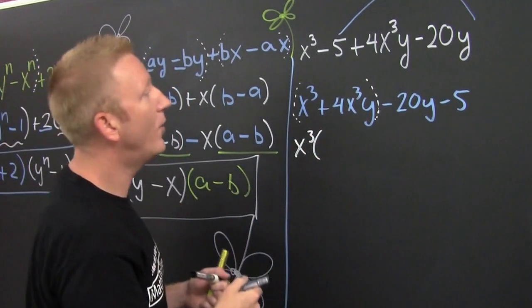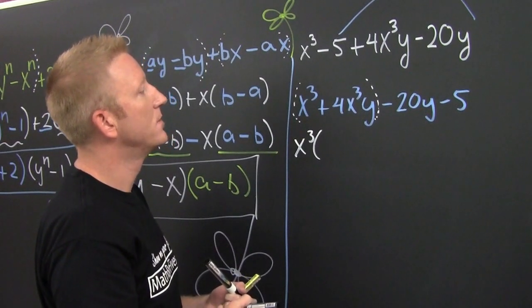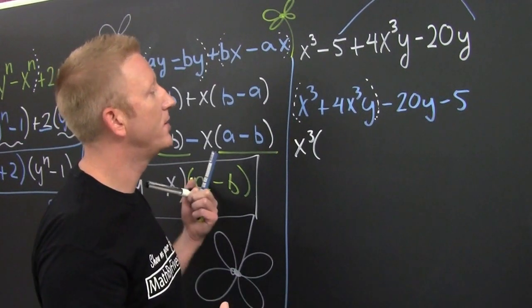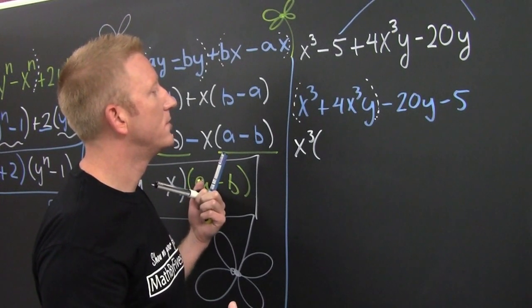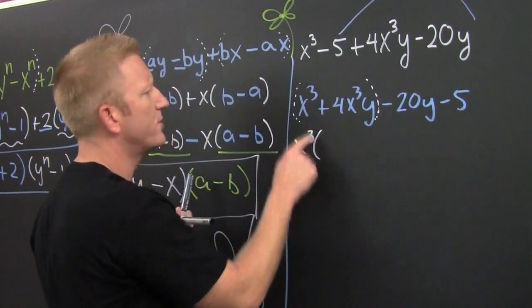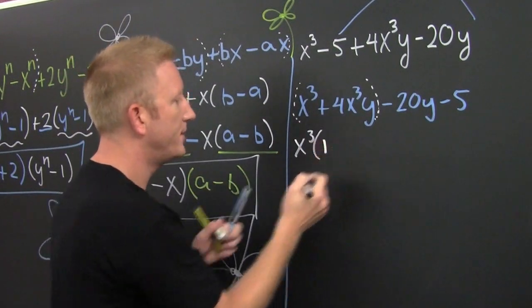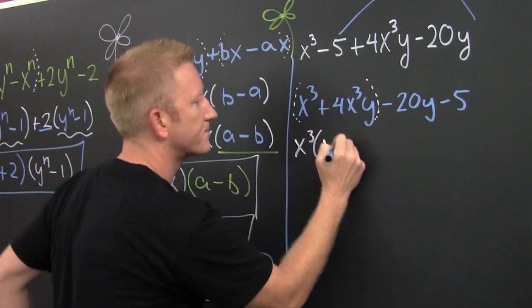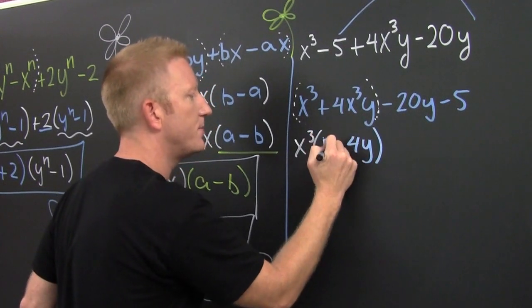Oh, no! What happened? Play the ball where it lies. We'll see where we go. What's left over on the inside? That placeholder, that 1, plus 4y. I guess that should have been in blue.